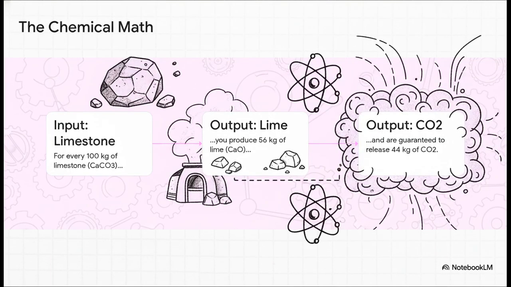And this is where the math really blows your mind. If you just look at the chemistry, at the weights of the atoms, for every 100 pounds of limestone you cook, you are chemically guaranteed, it's a law of physics, to create 44 pounds of carbon dioxide. It's a fixed ratio. You can't change it.